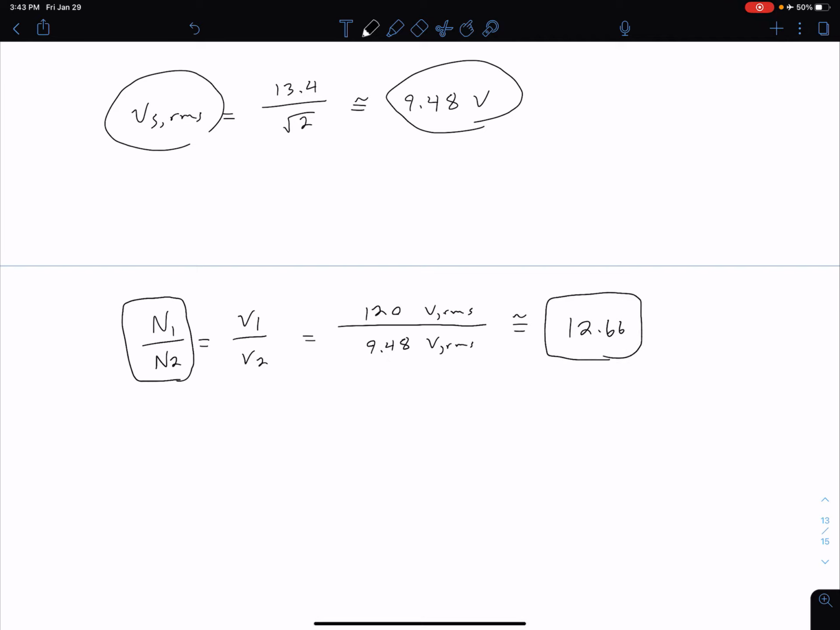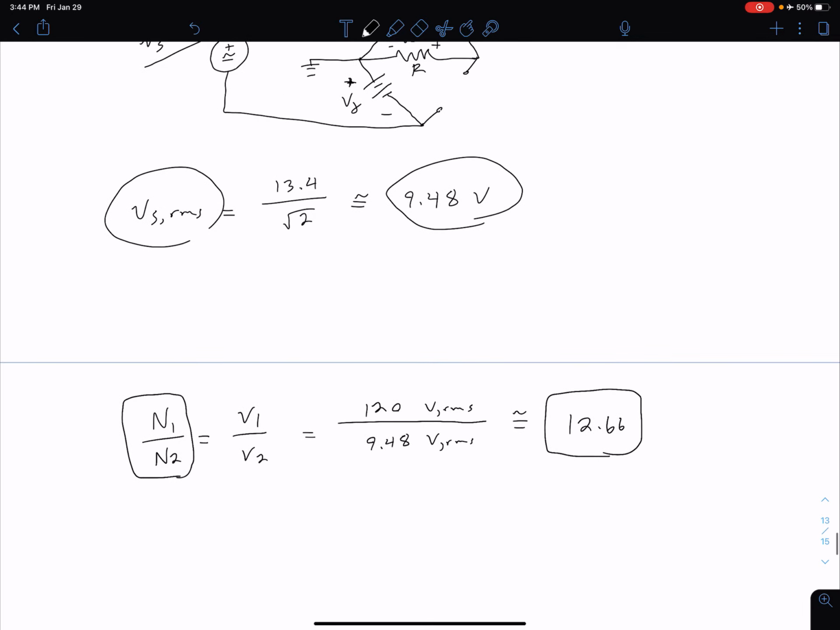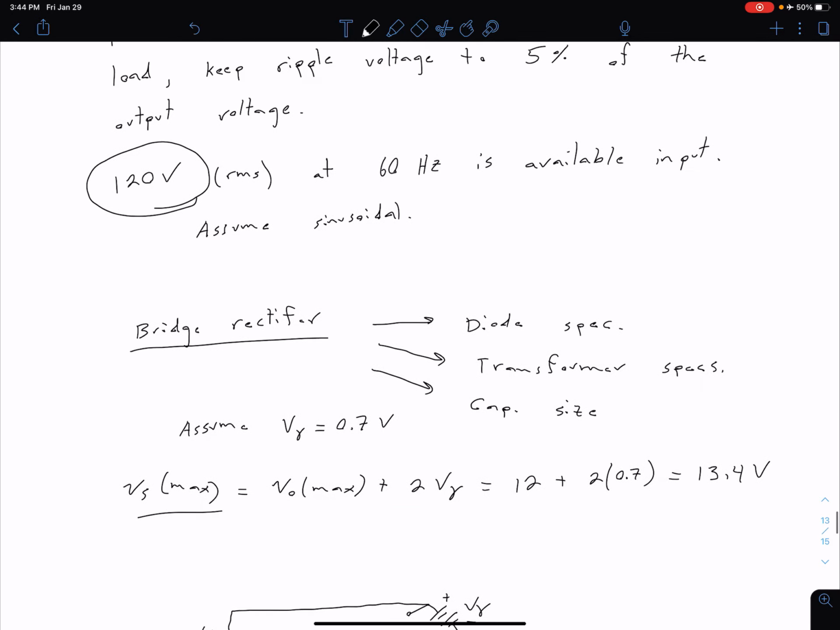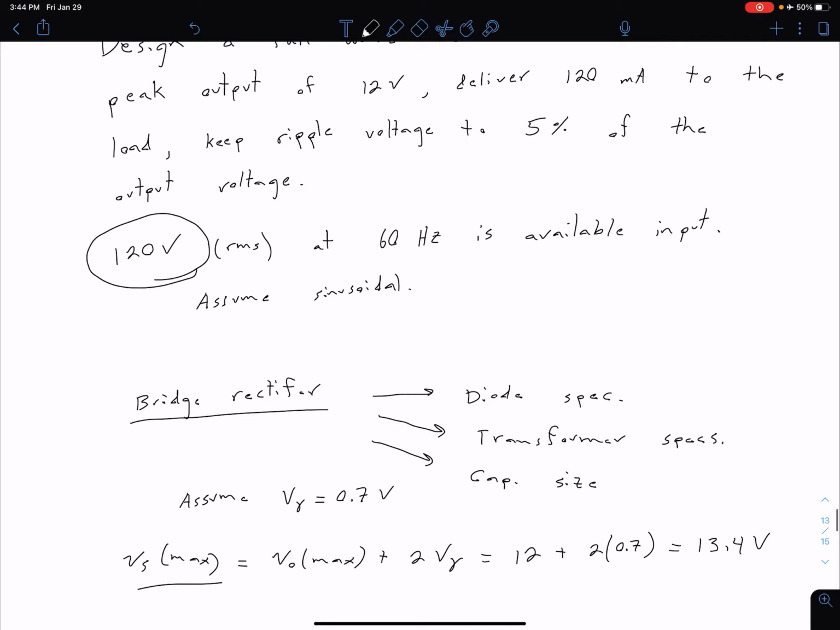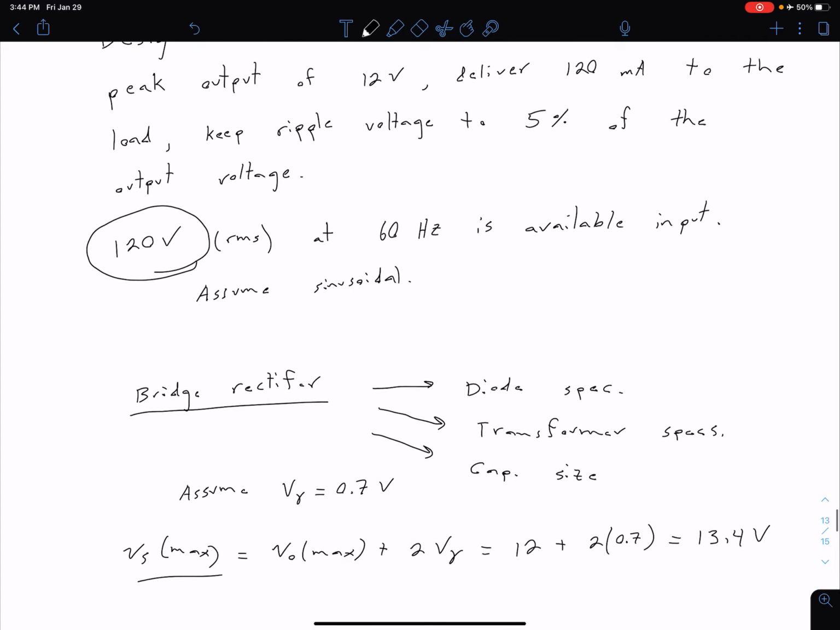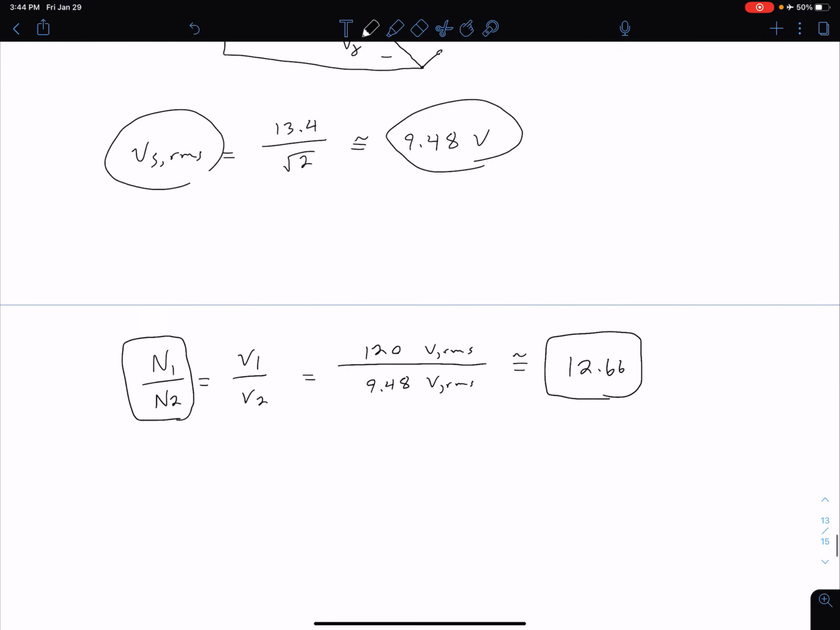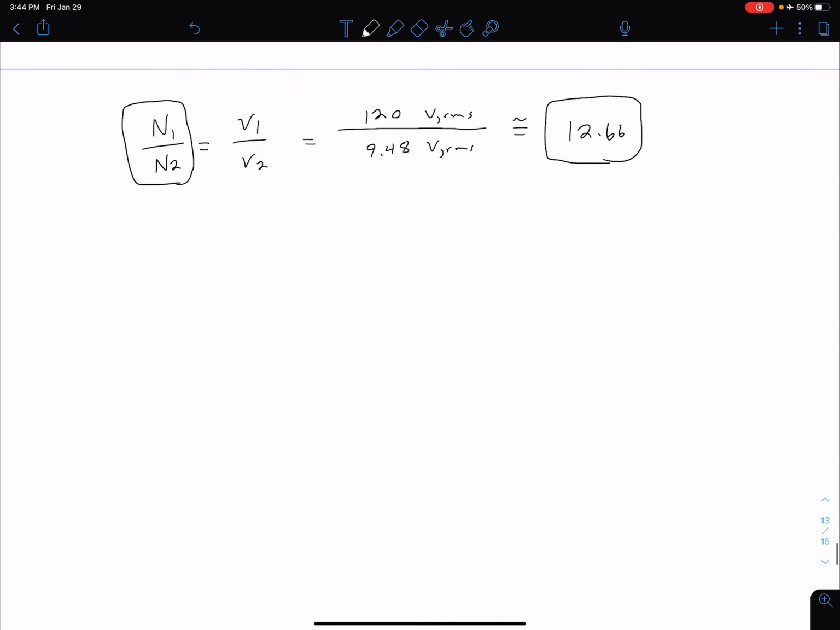So that would be the ratio we would want in our transformer. So now let's take a look at meeting our ripple requirement. Remember, we wanted to keep the ripple to 5% of our output voltage, and we're going to do that by selecting the appropriately sized capacitor.